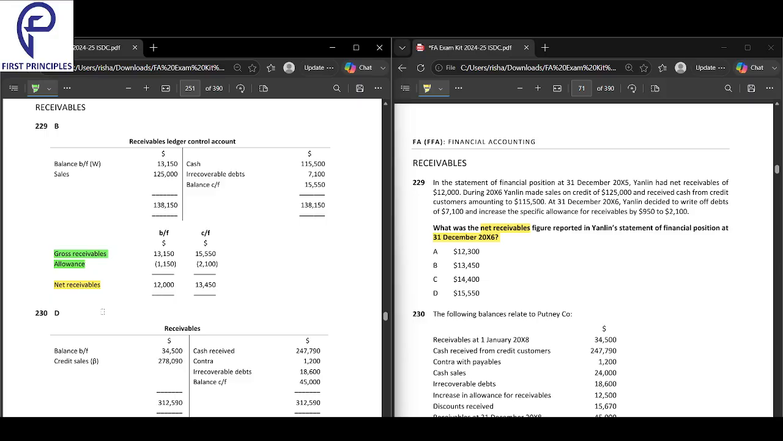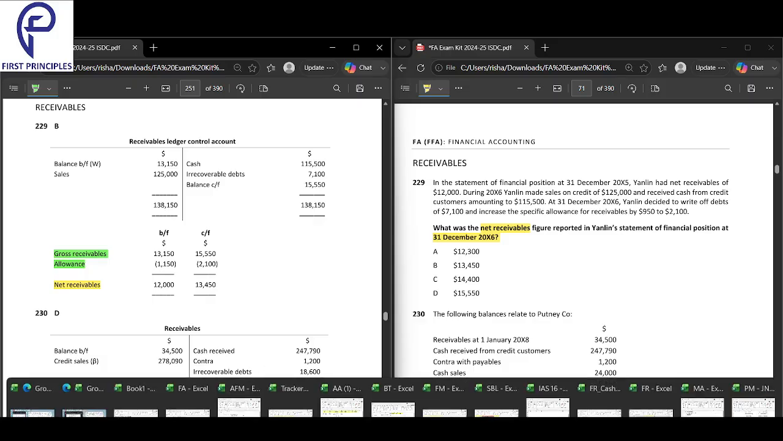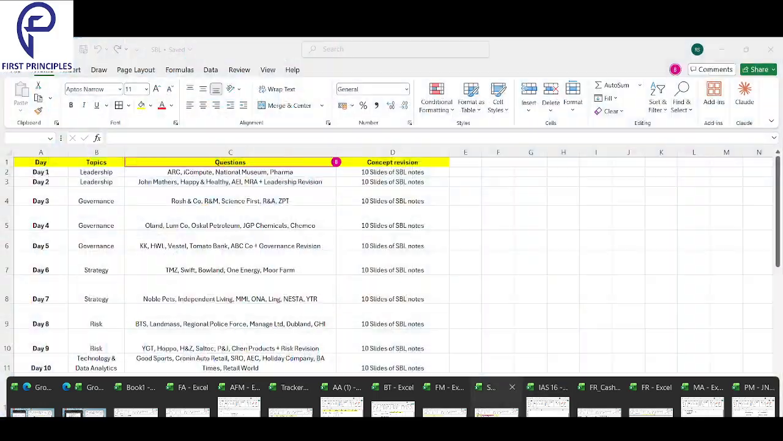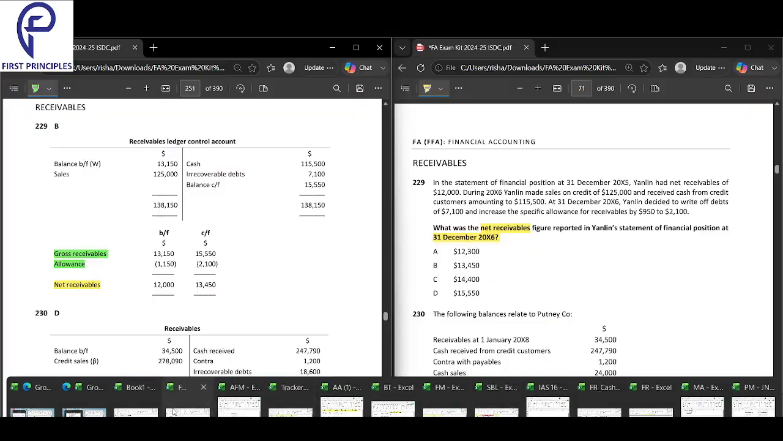So this is what we will do eventually, step by step, at a high level. We are making the idea in our mind: they're asking for net receivables, so first we find gross, and from that we remove the allowance. Now let's start making the T account step by step. The formula here is net receivables equals gross receivables minus allowance for receivables. Let me write this out in your notes so that when you revise it's easier.